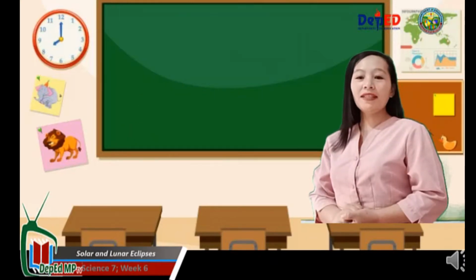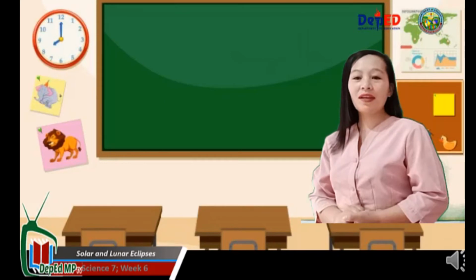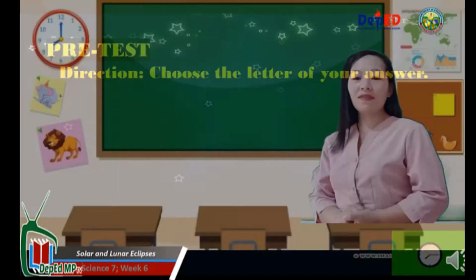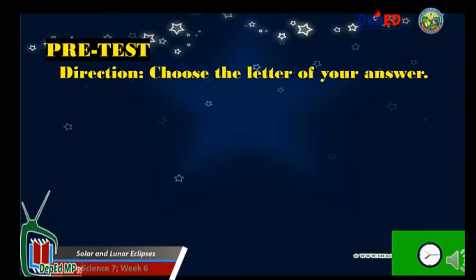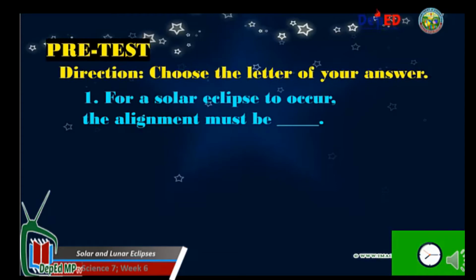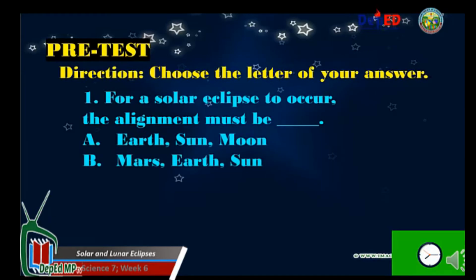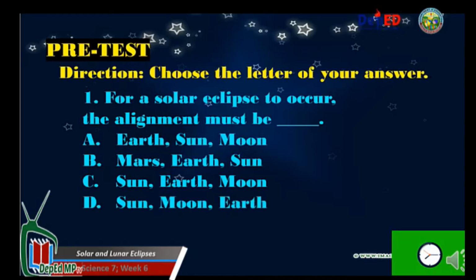Before we start, let's check what you already know about our lesson by answering the following activity. Direction: Choose the letter of your answer. Number 1. For a solar eclipse to occur, the alignment must be blank. A. Earth, Sun, Moon. B. Mars, Earth, Sun. C. Sun, Earth, Moon. Letter D. Sun, Moon, Earth.